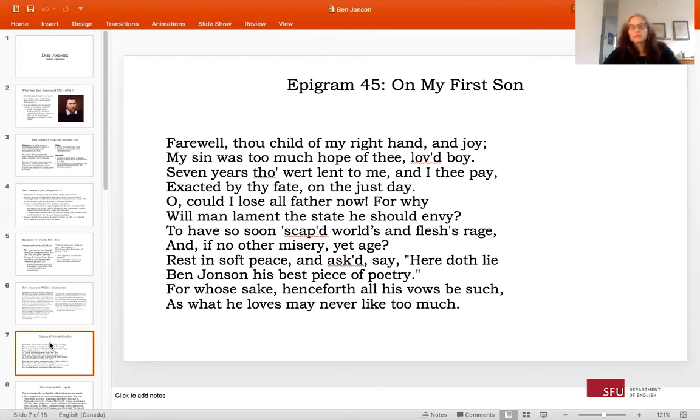And that poetic style, by the way, is actually very much in contrast to the way Ben Jonson lived his life. He was a larger than life figure, a great lover of food and drink, and not always so good at moderating his passions and appetites.